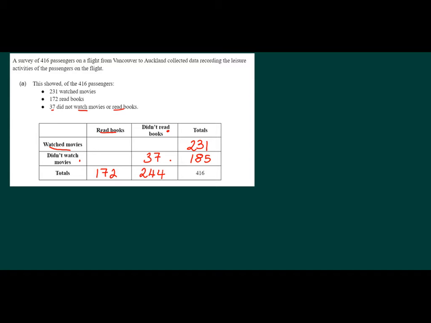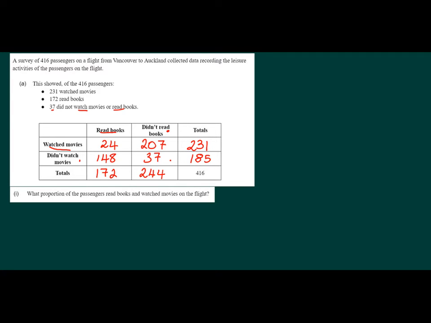So 244 minus 37 is equal to 207. And then we can work horizontally now. So 185 minus 37 is 148. So therefore 148 plus what equals 172 will also add to that. So that must be 24. So now we've got all the information to be able to answer some questions.